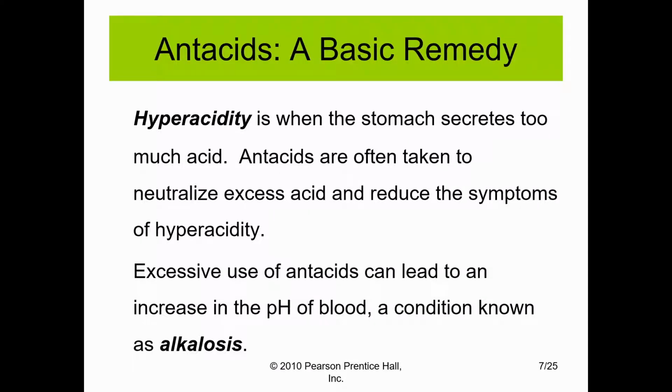Our stomach has a buffer system to maintain a fairly acidic pH. This acid allows us to help process and digest our food. In some cases, hyperacidity occurs when the stomach secretes too much acid, and antacids can be taken to neutralize this excess acid and the symptoms of hyperacidity. In some cases, if too many antacids are used, they can lead to an increase in the pH of blood and a condition known as alkalosis, which can be quite deadly.